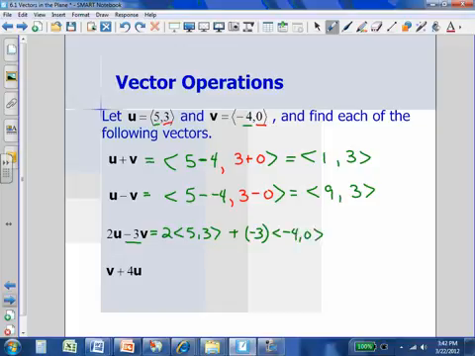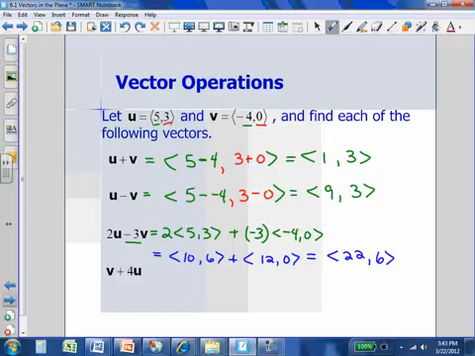So then I'm going to distribute those in, which means I will have (10, 6) and I will have (12, 0). And then I just need to add those two together. So I'm going to take 10 plus 12, which is 22, and I take 6 plus 0, which is 6. So there's that combination.